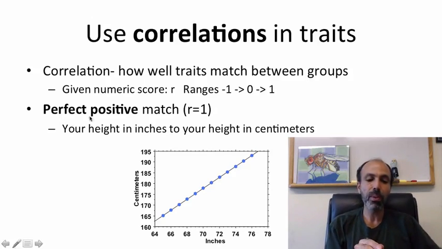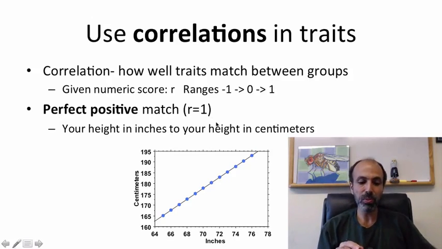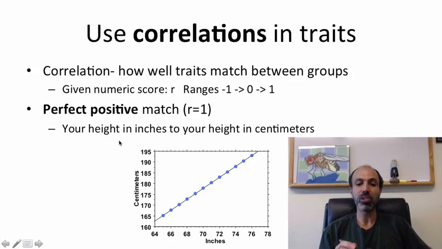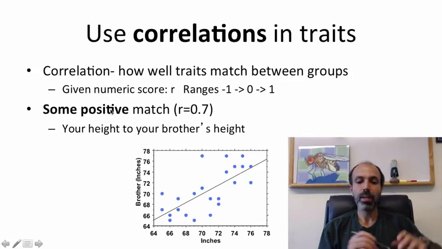Let's say, for example, you have a perfect positive match. That would be an R of 1. An example of this would be your height in centimeters to your height in inches. One perfectly predicts the other, right? You have this absolutely perfectly linear correlation between the two. In contrast, let's look at one that's not quite so strong. Here's one.